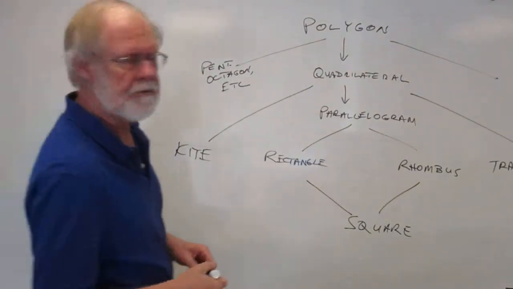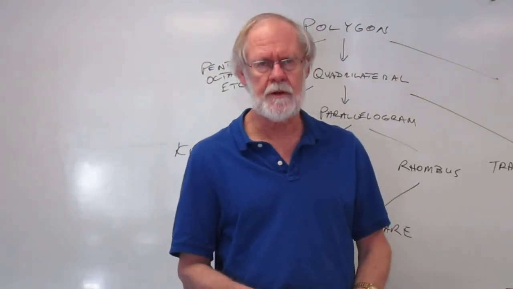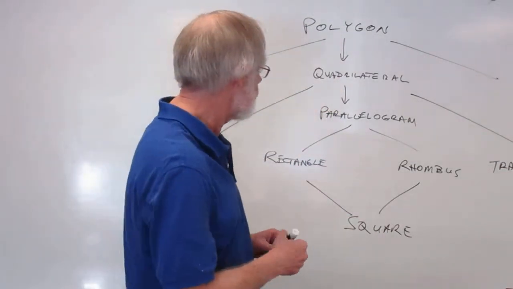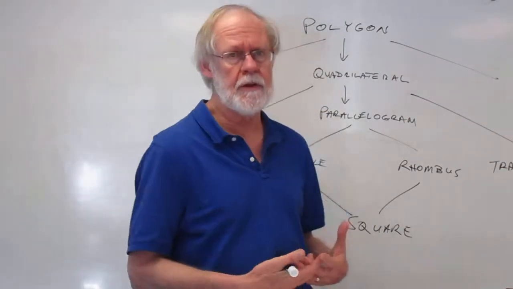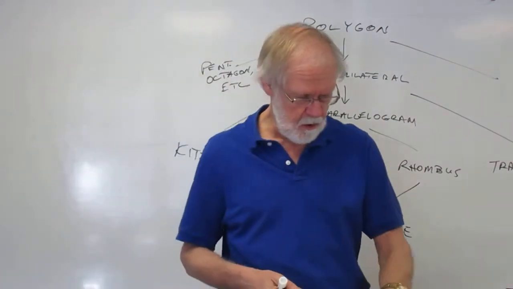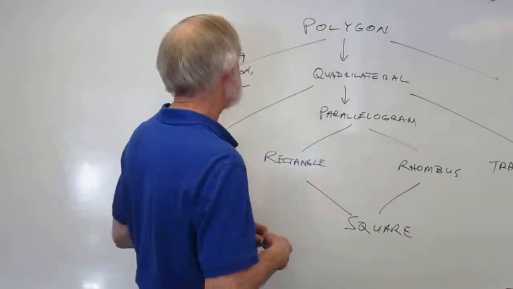All right, back again for section 6.2 of our geometry book. This is properties of parallelograms. Now, I drew a diagram here, which hopefully is helpful in terms of understanding how polygons all sort of fit together in the family tree.